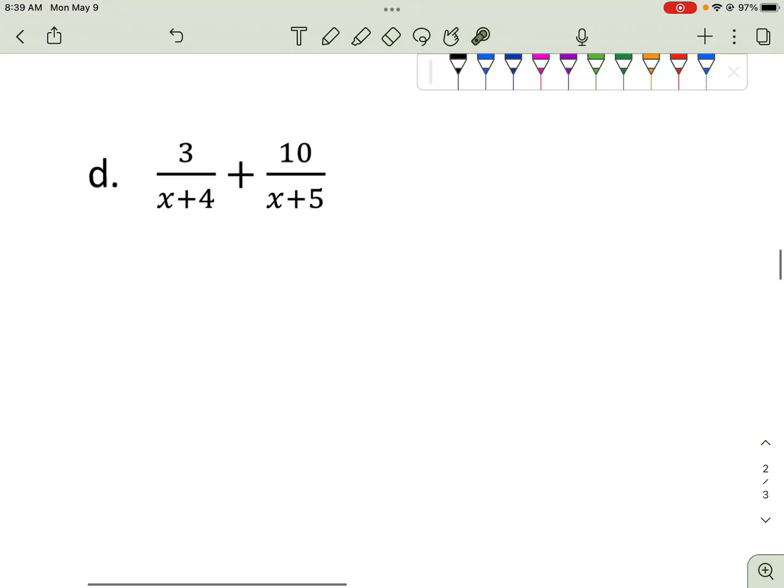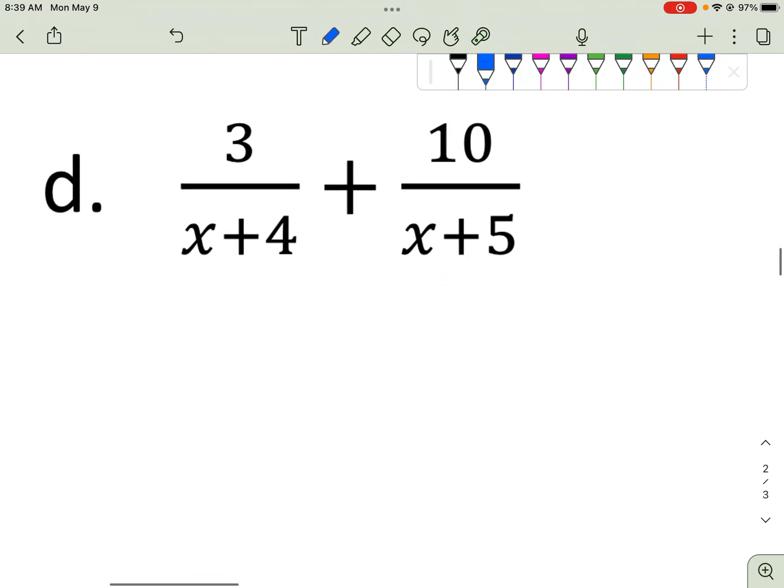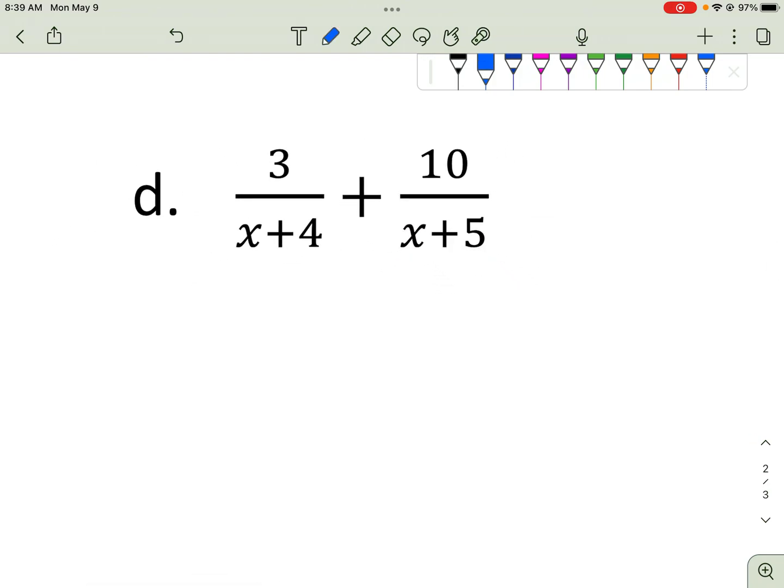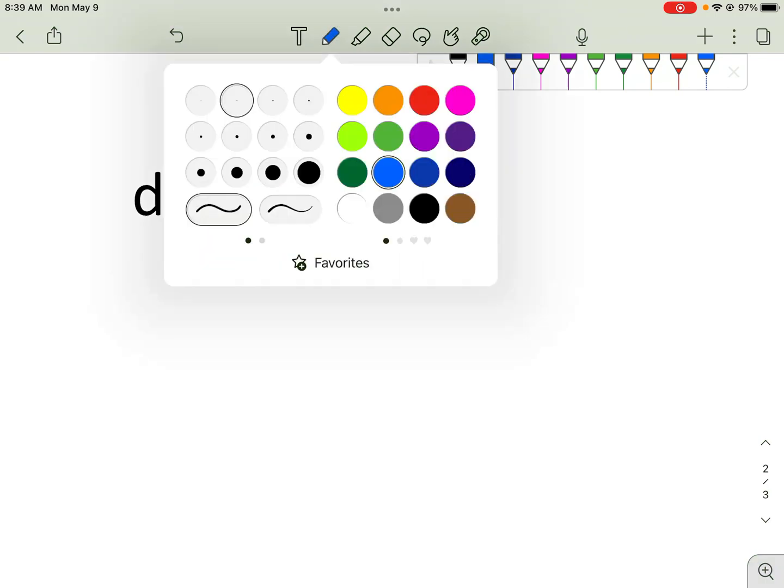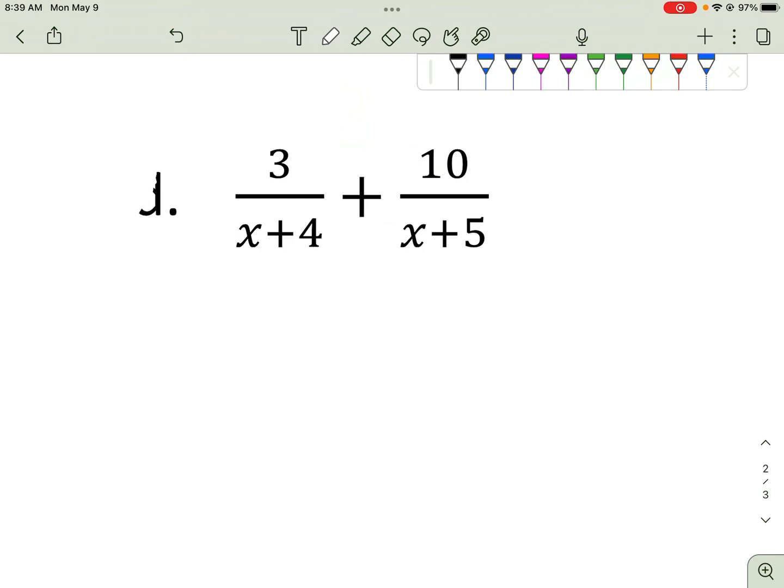Let's jump down to D here. All right, now this is a whole factor, and so is this. So what you can do here is multiply each fraction by the factors from the other denominator that are missing. Here we only have one factor. This does not have a factor of x plus 5. So what we're going to do is multiply top and bottom by x plus 5. Let me get rid of this D right here so I don't have to rewrite the problem.